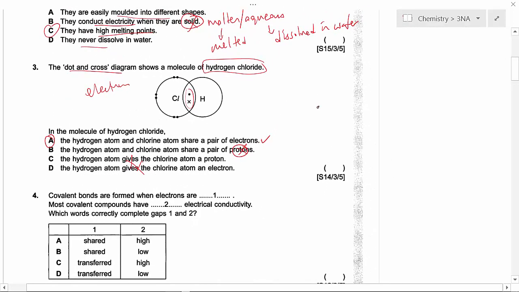Sometimes they can share two pairs. For example, when oxygen atoms bond, they form like this dot and cross. This oxygen shares 2, and the other oxygen shares 2, so they actually have two pairs. Okay, possible.